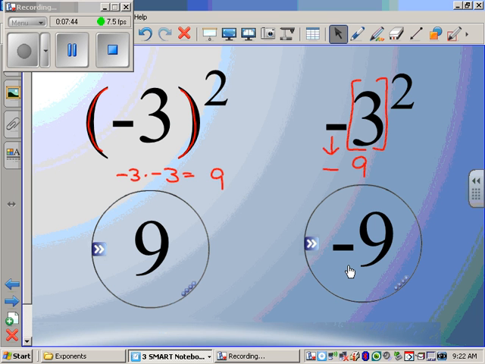So again, if the number is negative and it's in parentheses, then you square the entire number, including the negative sign. If it's not in parentheses, then only what's next to the squared symbol will be squared, and the negative drops down.